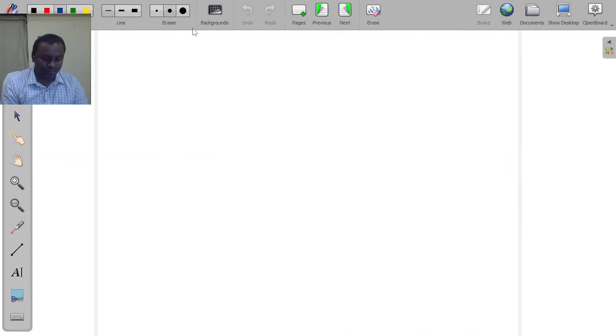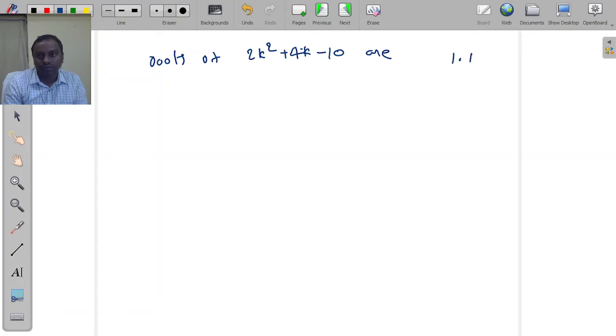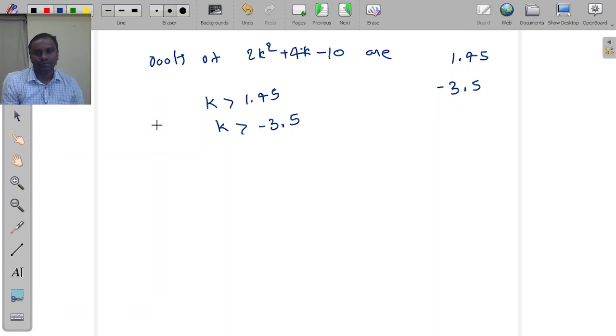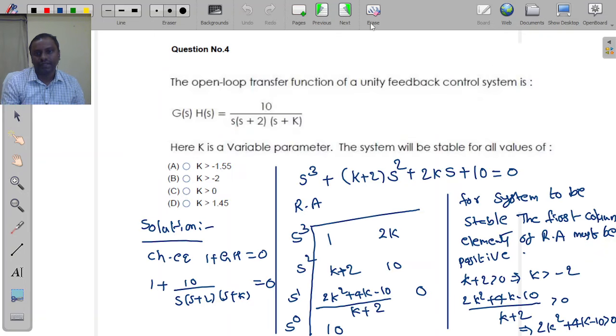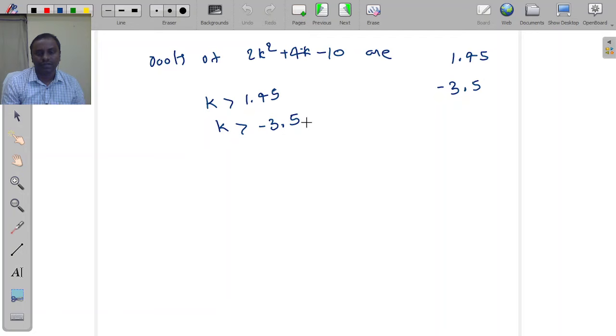What are the roots of 2k square plus 4k minus 10? The roots are 1.45 and minus 3.5. In the sense, k should be greater than 1.45, and k should be greater than minus 3.5. So in total we have k should be greater than minus 2, greater than minus 3.5, and greater than 1.45.